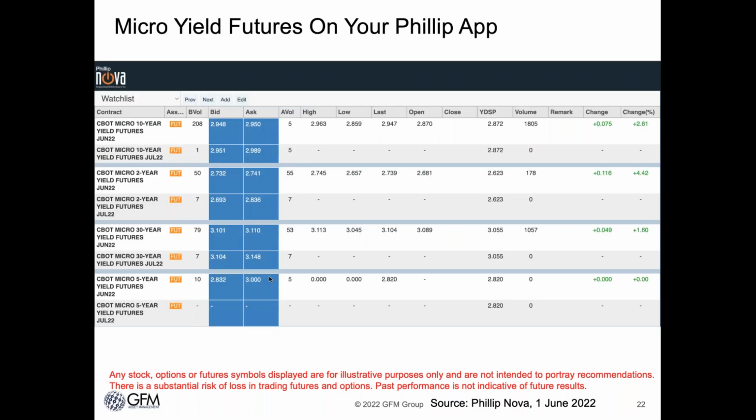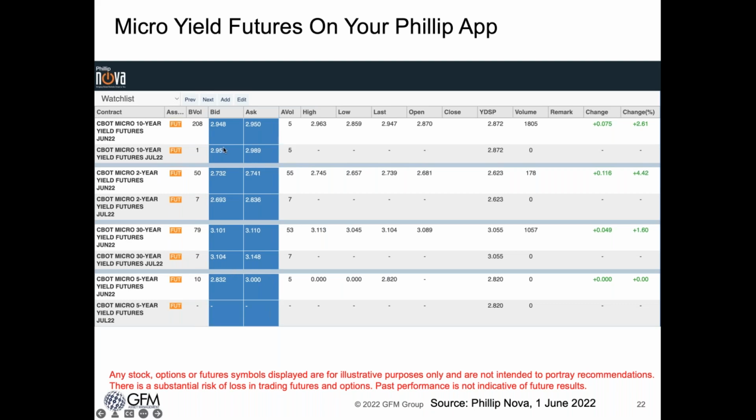When you log into your Phillip Nova account, you will probably pull up a watch list like this with each of these contracts if you want to trade all of them, but you will also need to pull up the given delivery months, the given months that you want to trade, because any futures contract has a delivery date, a date by which the exchange is going to look up and say, okay, this was the 10-year yield on this date in June, and so we're going to settle whatever the value of your futures contract is.